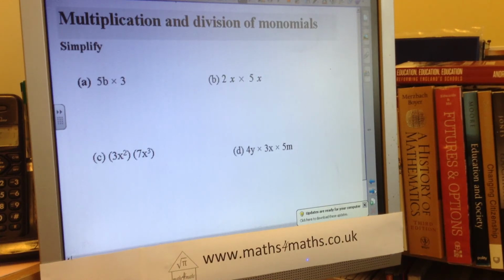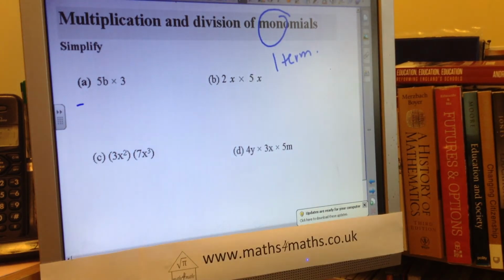Multiplication and division of monomials. Monomials means one term. So this has got one term, this a term, and this another term. To multiply algebraic expressions, we start by multiplying the numbers, if there are numbers. So we have 5 times 3 to give us 15.